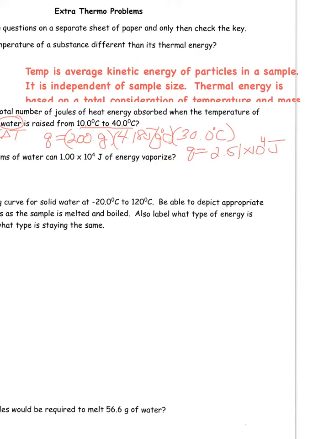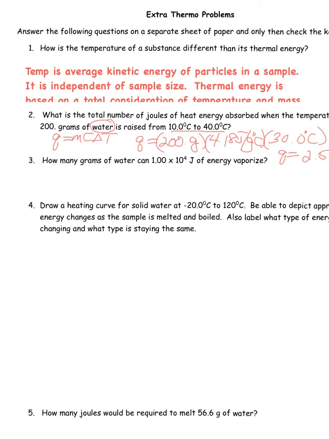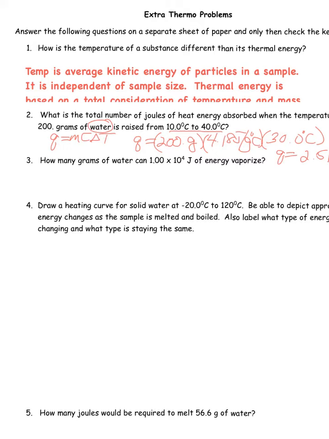Again, for our next problem, our biggest challenge is to decide which equation we're going to use. For this one, we're looking at the water vaporizing. And when we vaporize, we're going to use Q equals mHv, where this time we're given the Q, 1.00 times 10 to the 4th joules, and that is equal to the mass that we're looking for.